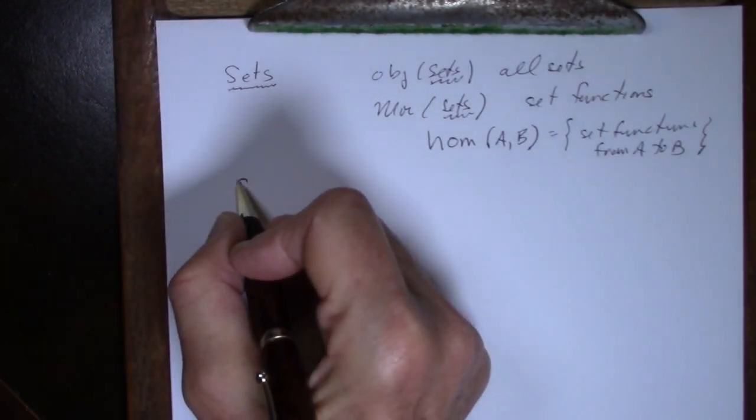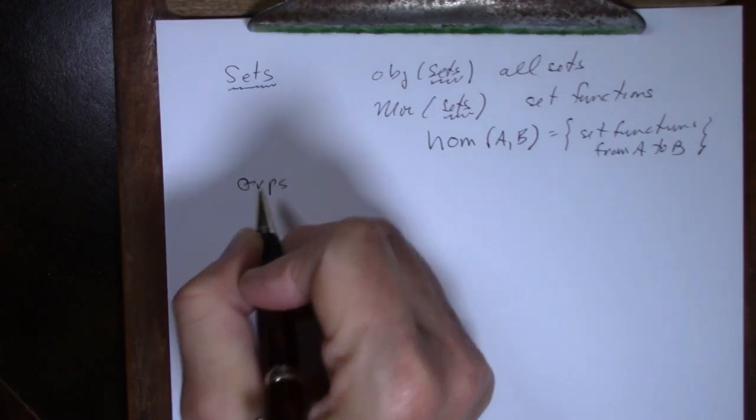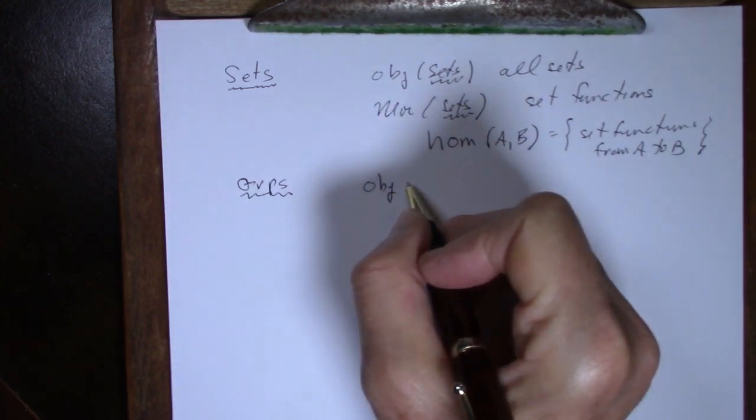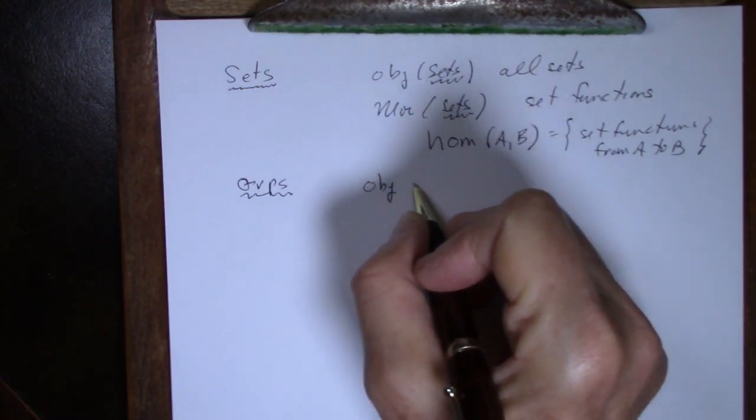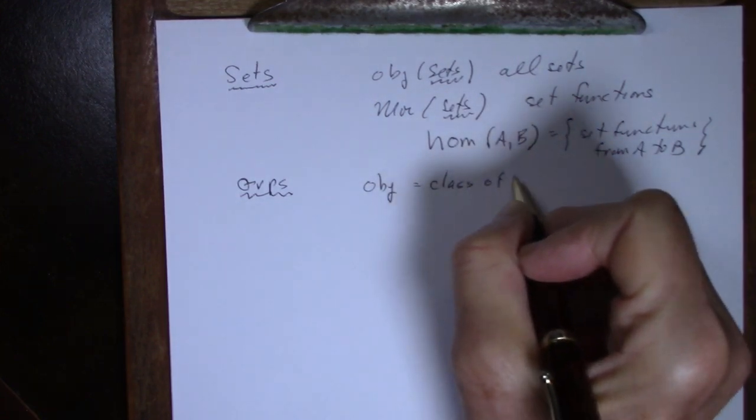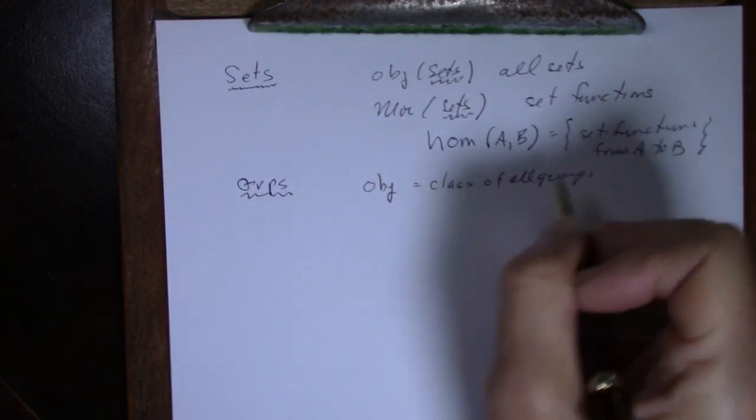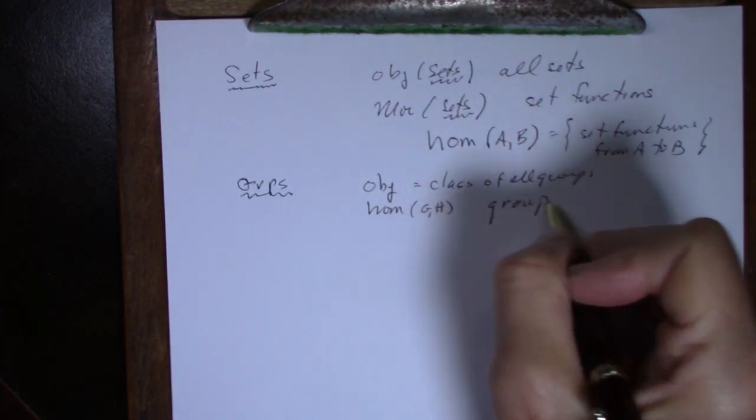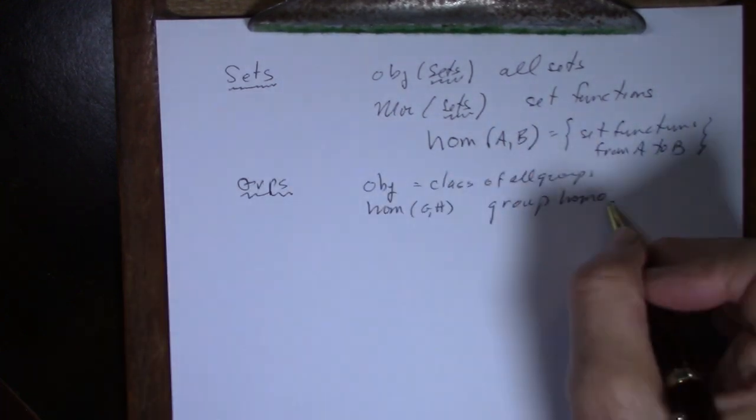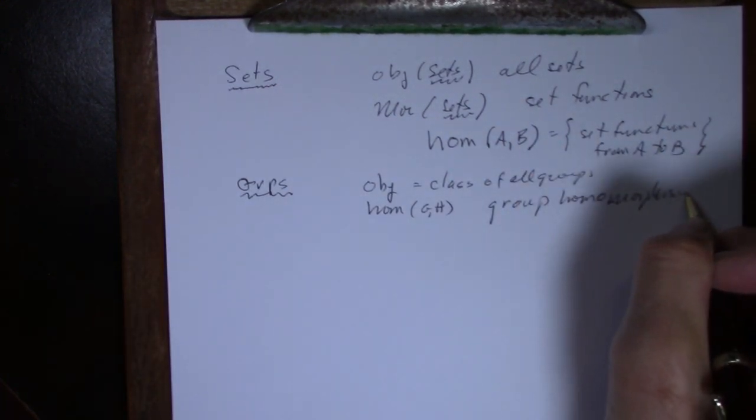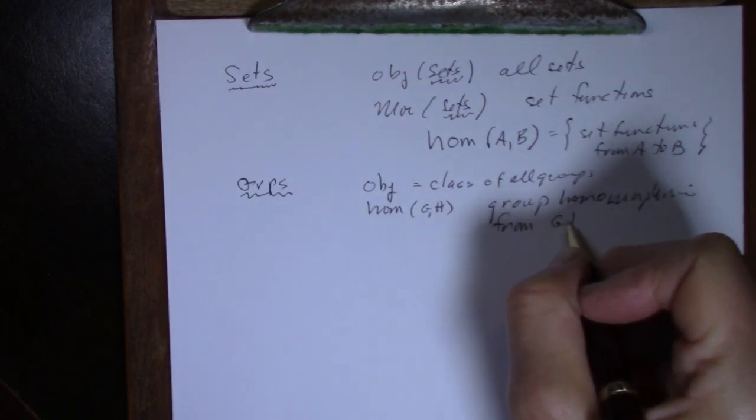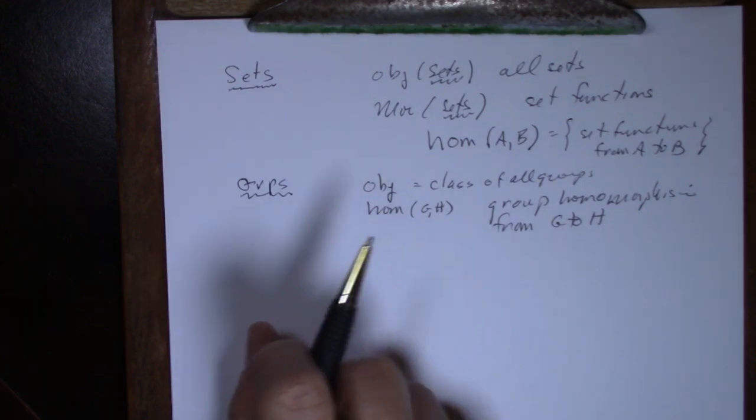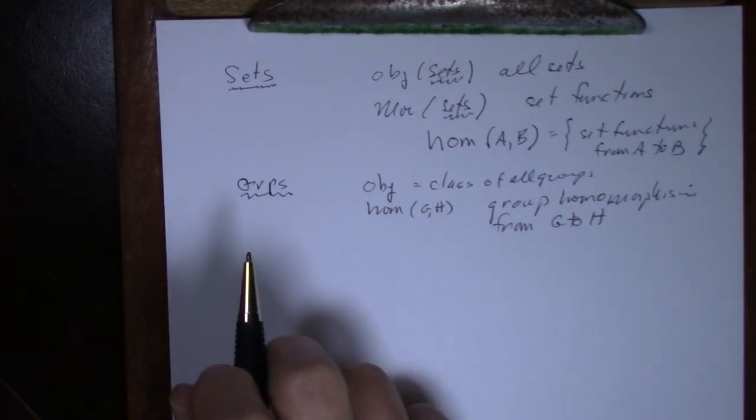Another simple category, groups, GRPS. I'm going to be a little more brief here. The objects consist of the class of all groups, and the Hom set from G to H. These are the group homomorphisms from G to H. I don't need to go through the fact that composition exists and is associative and there are identities. I'm sure you know all about that.